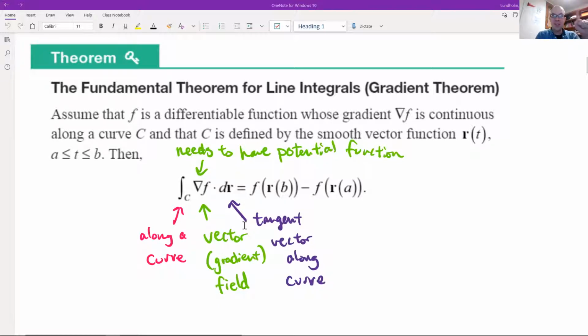But what we're going to be able to do today, as long as we have a potential function for this vector field, we're going to be able to just subtract for this potential function f. I should write that there. We're just going to subtract the ending point minus the starting point, and we will get the value of the entire line integral in one easy step.